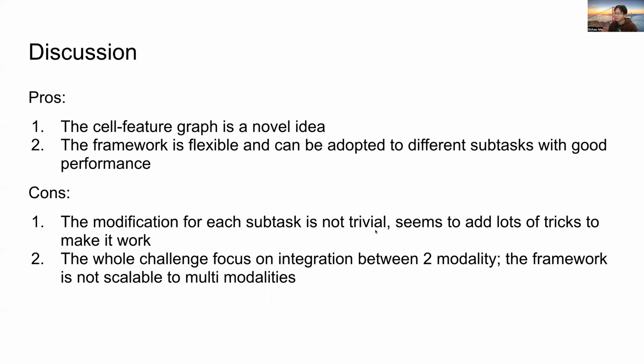And also, the whole NeurIPS challenge is focused on integration of two modalities, from prediction, to matching, to the joint embedding. They are all about two modalities. So I think the framework is not scalable to multimodality yet. Because, as you can see, when they construct the adjacency matrix, all the features are in the feature nodes, and the dimension can be super large, right? So I think the authors can improve on this point.